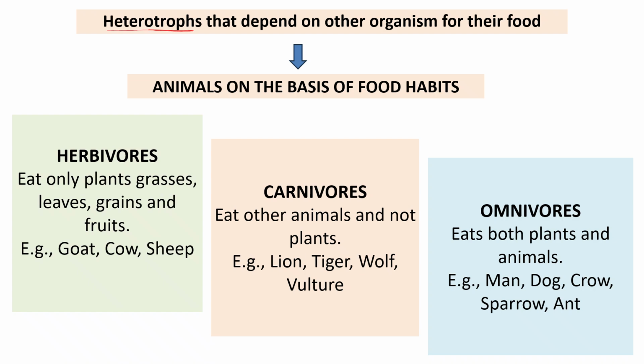Animals are heterotrophic, that is, they depend on other organisms for their food. All the living organisms, on the basis of the mode of nutrition, have been divided into different types such as autotrophs and heterotrophs. And this has been discussed in detail in the previous video. So please refer to the previous video. And animals on the basis of food habits have been divided into three types: herbivores, carnivores and omnivores.